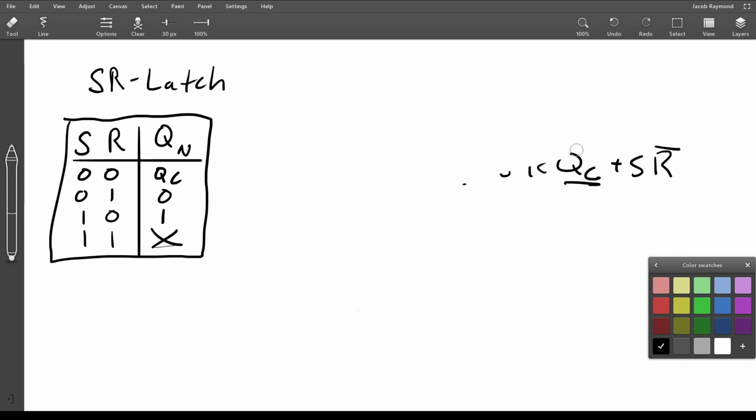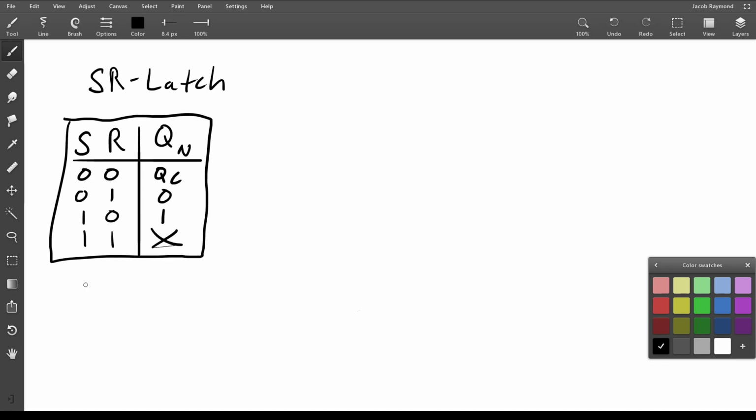Although, as I just said, anything that works like this table is an SR latch, which is also why you can make one with NOR gates or NAND gates, right? As long as it works, it's an SR latch.